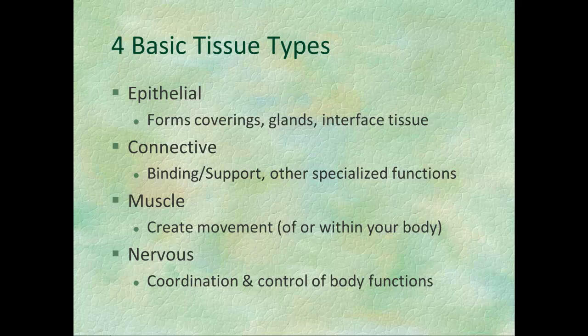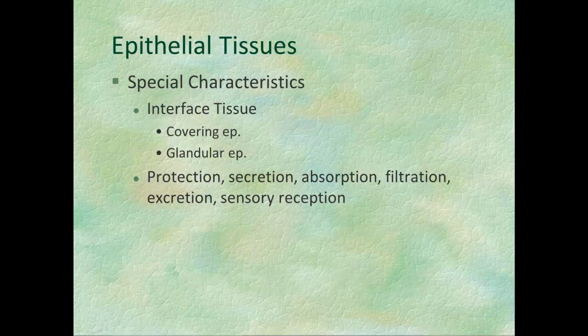Muscle tissue is all about creating movement, both within the body. Some of your organs will move based on muscle tissue, smooth or cardiac muscle, and skeletal muscle is a type of muscle which allows you to move the various parts of your body that are under conscious control. And finally, we have nervous tissue, which is all about coordination and control of body functions. So the various cells that come together to form the different tissues give those different tissues specific special characteristics that allow them to perform their various functions.